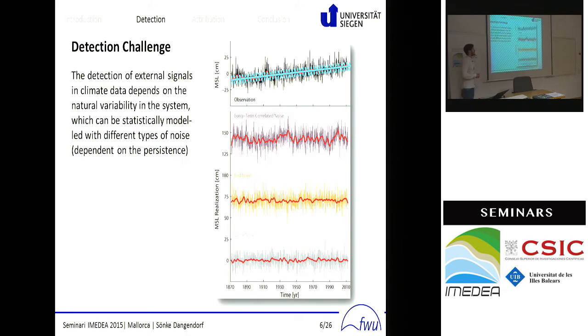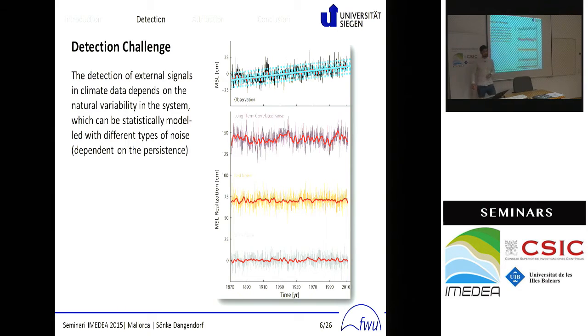What happens is that the uncertainties increase considerably due to the fact that we can have positive or negative changes in a red noise process over much longer periods. And that means that due to the natural variability, this trend can be affected much more than in a white noise process. And the same happens in a long-term correlated process.